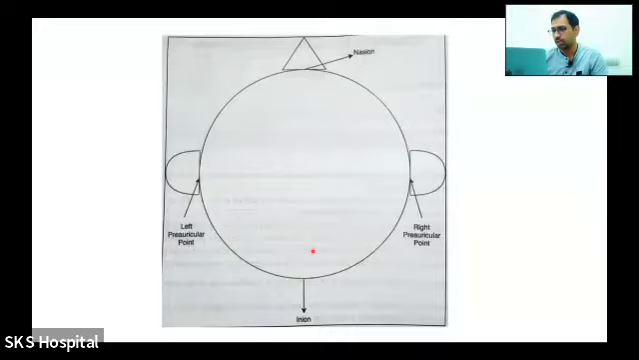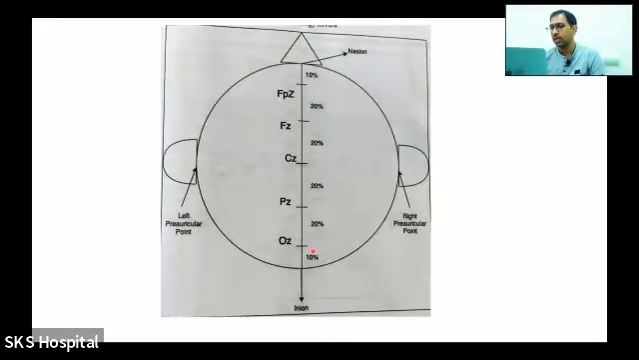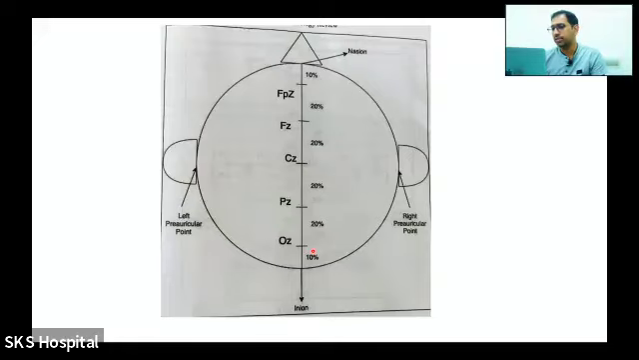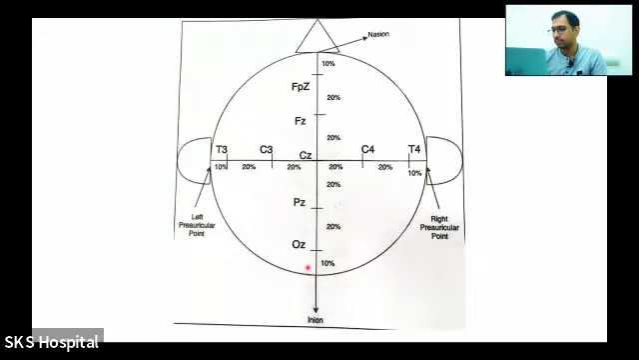So this is the first step: marking all the landmarks from where you should measure. The second step is to measure the distance between nasion and inion on the midline and mark Fpz, Fz, and Cz. I forgot to tell you about this: Fpz is frontopolar, where Z means it is in the midline. Fz is frontal in the midline, Cz is central in the midline, Pz is parietal in the midline, and Oz is occipital in the midline. Next you should measure from the left preauricular point to the right preauricular point.